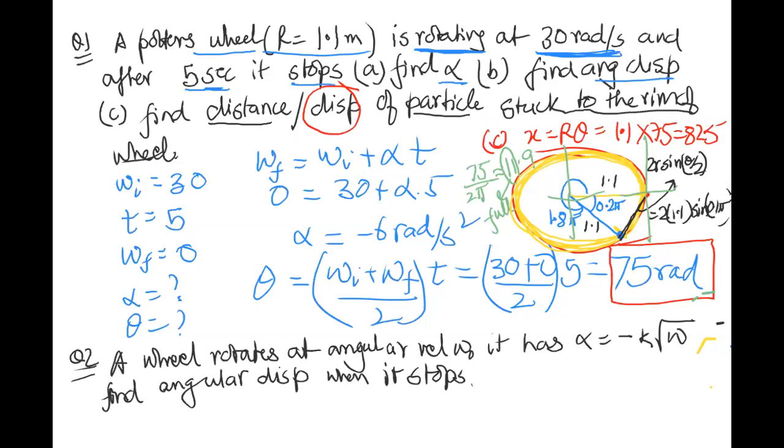The original question, of course, was that a particle moving with velocity v naught undergoes deceleration a is equal to minus k root v. Find the distance when it stops. So I've just converted it into an angular problem. Everything remains the same, only the symbols change. Maths remains the same.